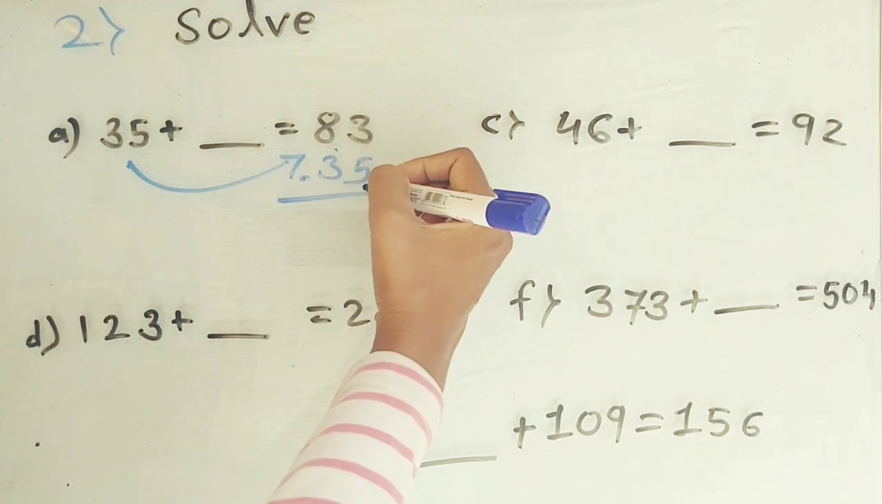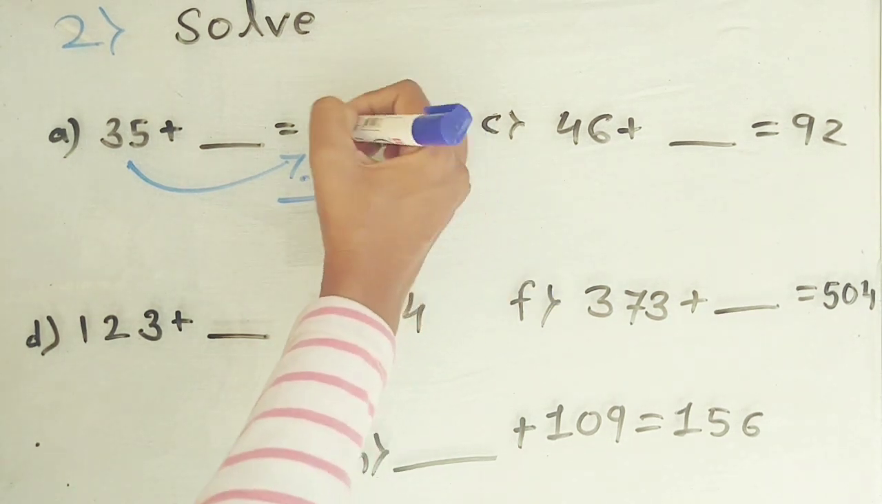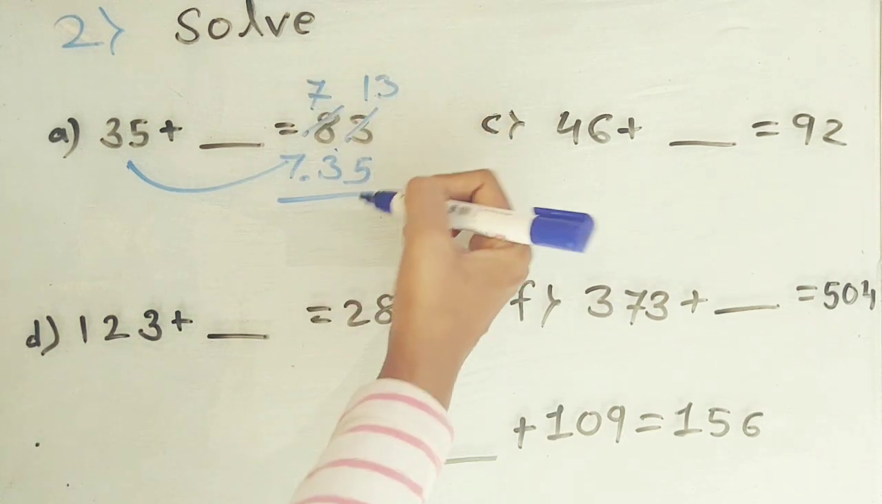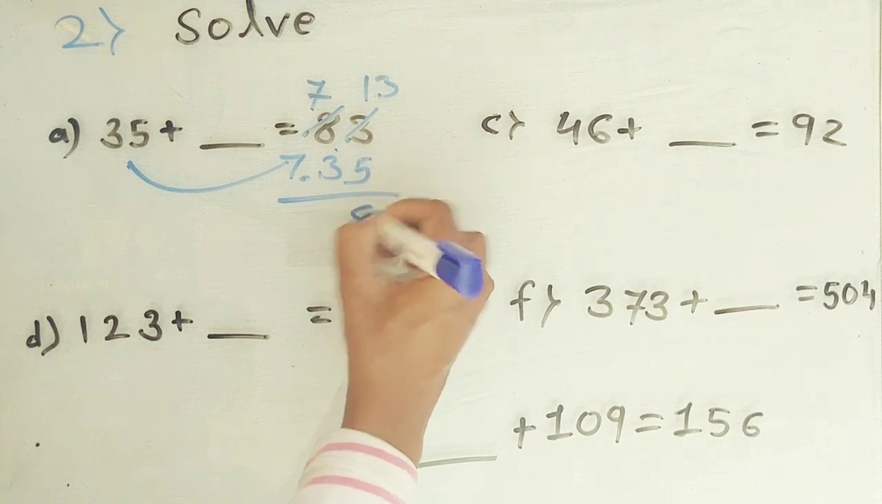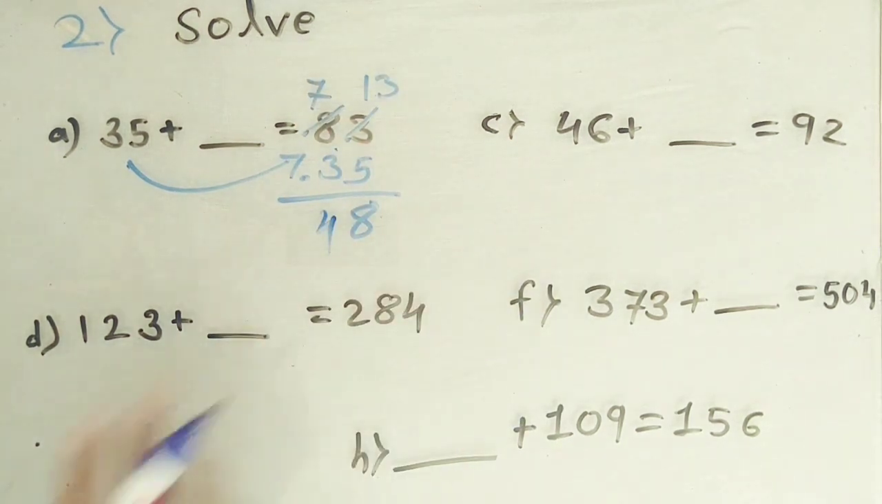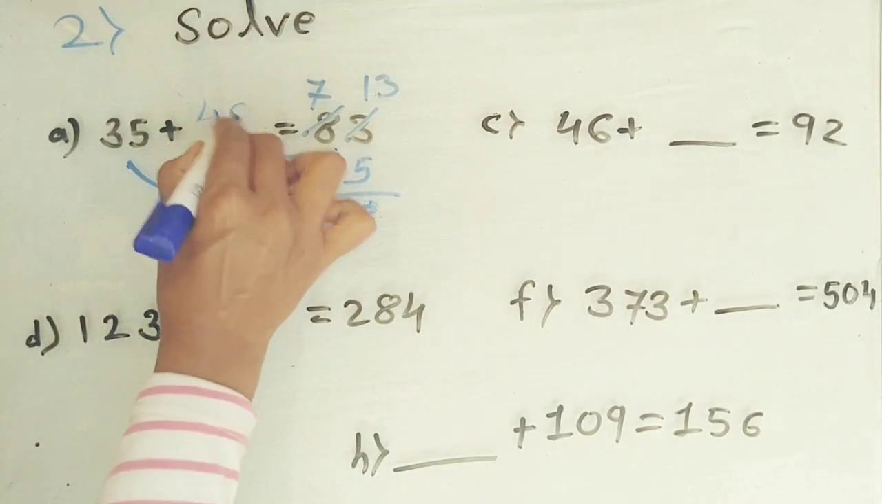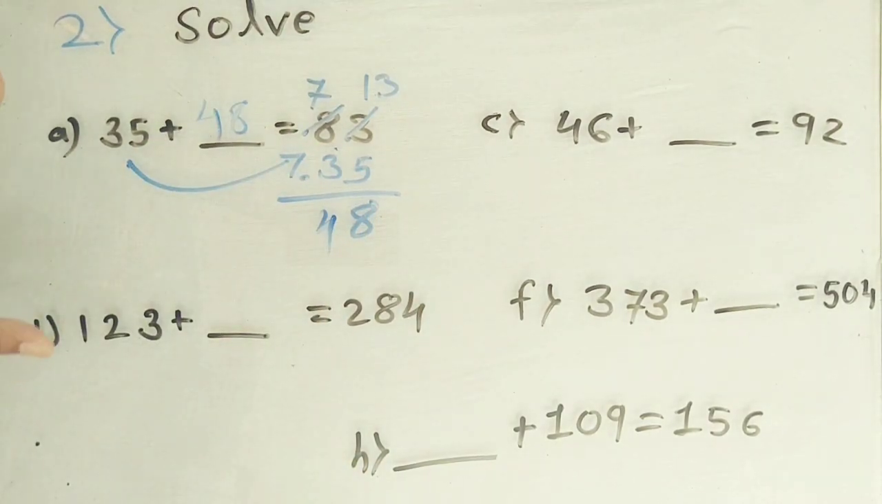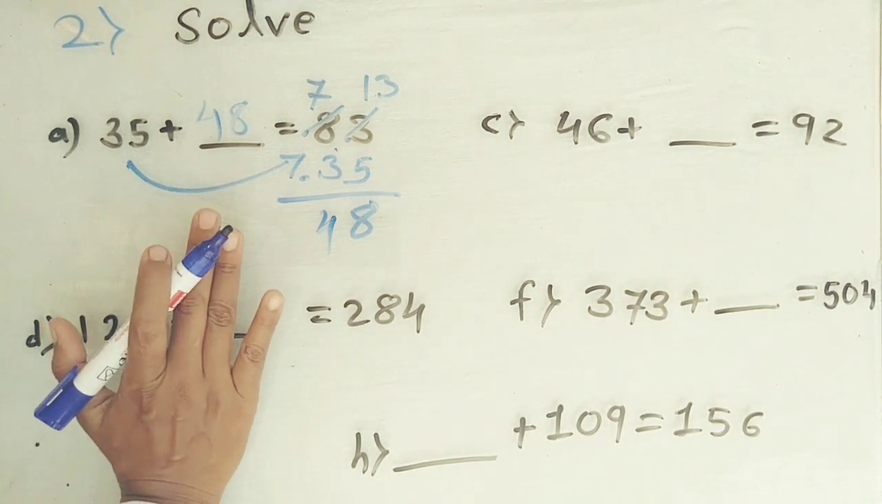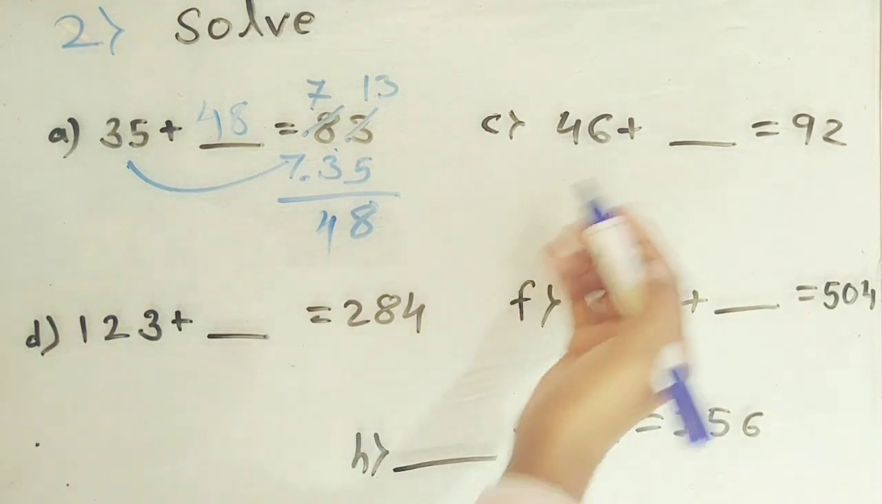Now 3 minus 5, is it possible? No. So 3 will take a borrow from this 8. 8 will become 7 and 3 will become 13. 13 minus 5 is equal to 8 and 7 minus 3 is equal to 4. Okay, so 48 will be the answer. Now see, it's very easy for me because I am practicing every day. If you are also practicing every day, then it's easy for you. Okay, now see this one.